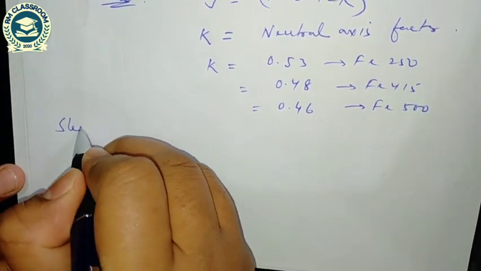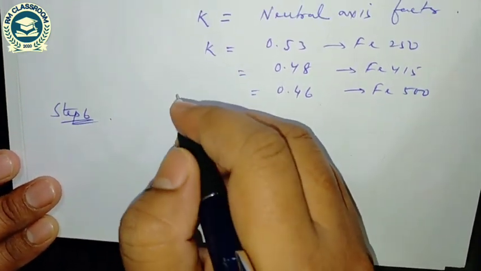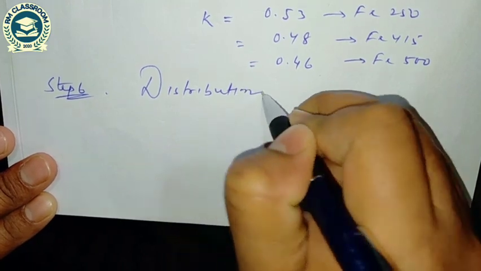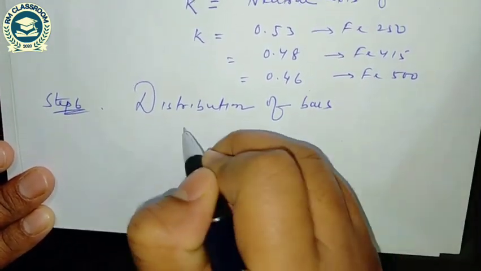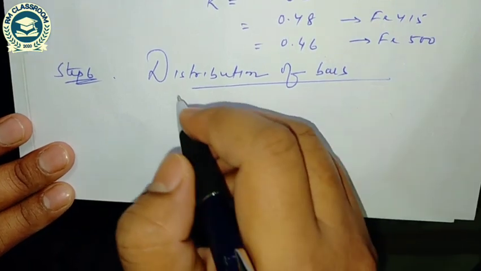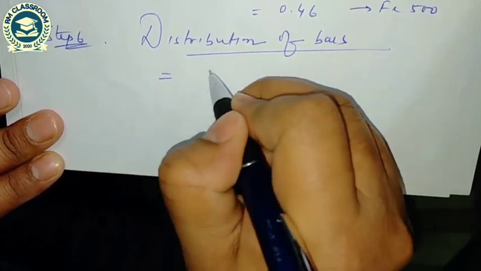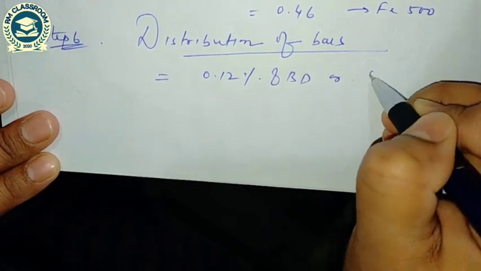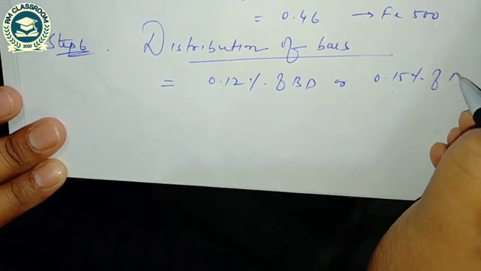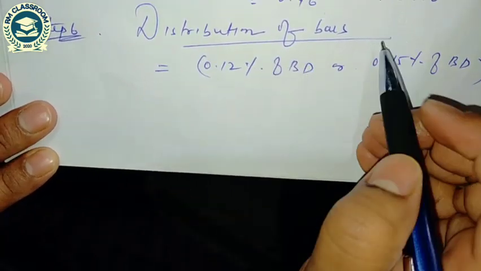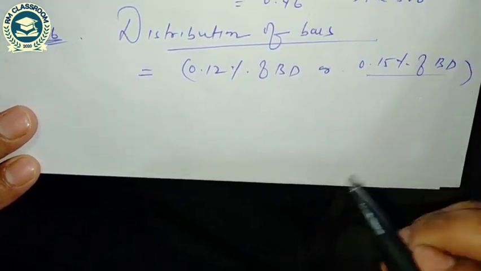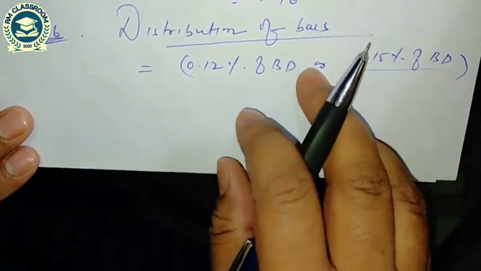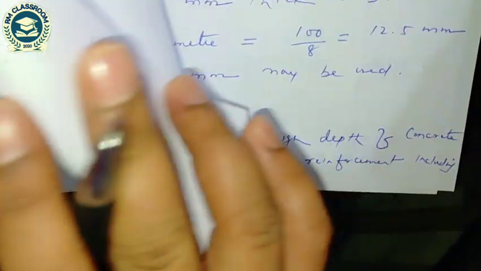Step 6, we have to compute distribution of bars. So distribution of bars depends on the grade of steel. Either 0.12% of BD or 0.15% of BD, that depends on the grade of steel. If mild steel is there, we have to take 0.15%. If other grade of steel is there, we have to take 0.12%.